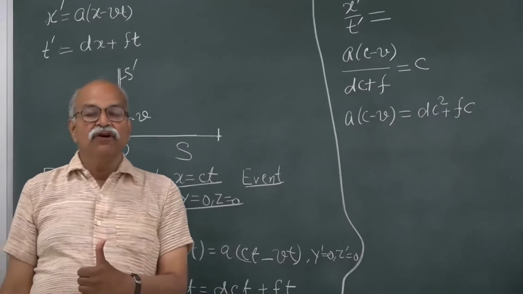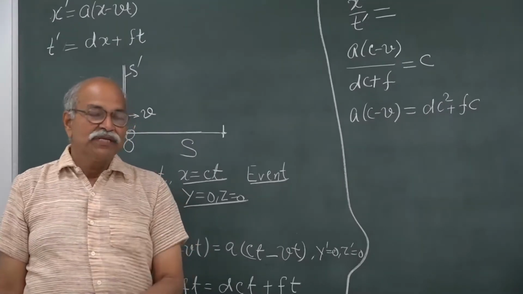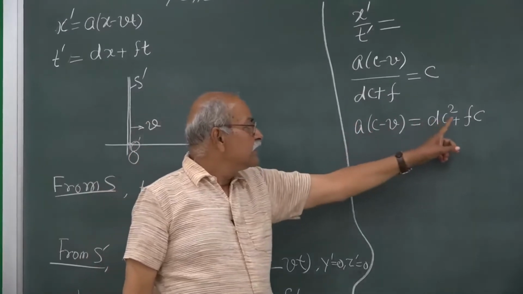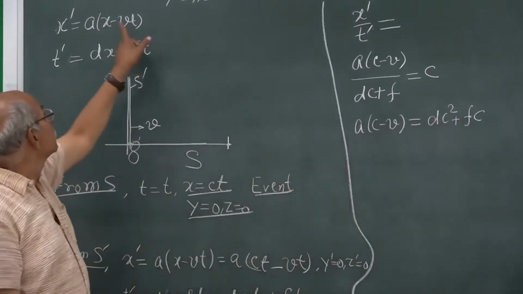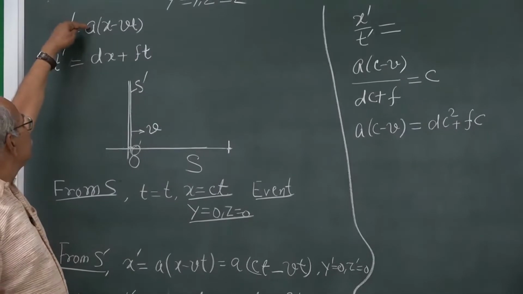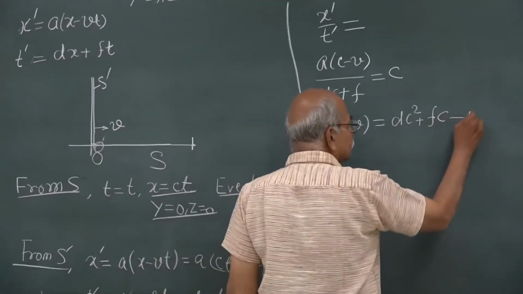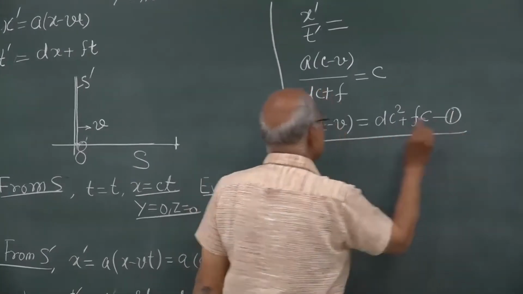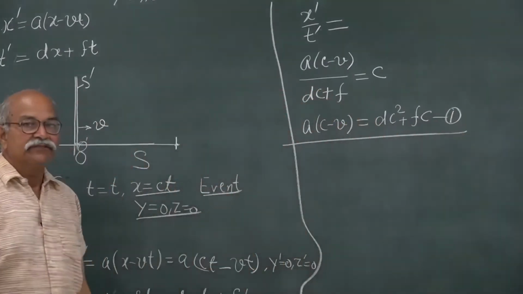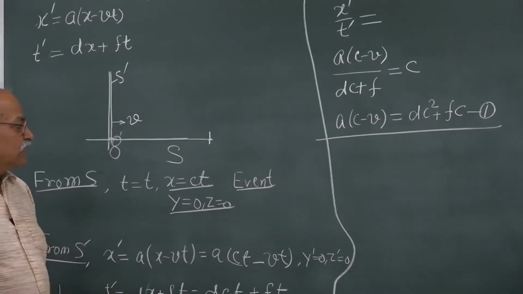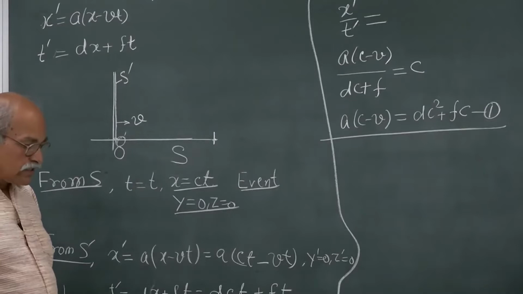So, we have gotten one equation in these three quantities A, D and F. That is, these are the constants coming, A, D and F. We considered one event and we got one equation. Now, consider another event.